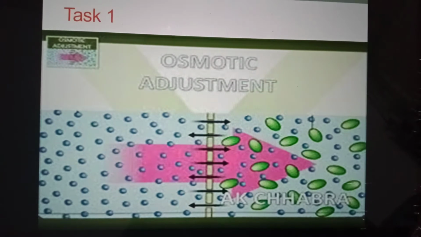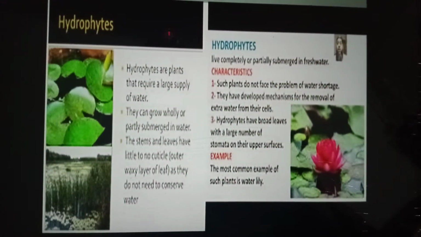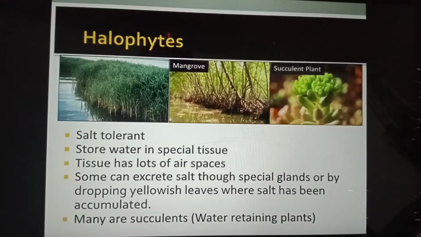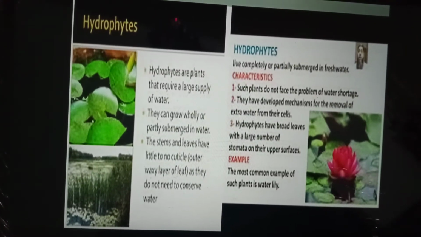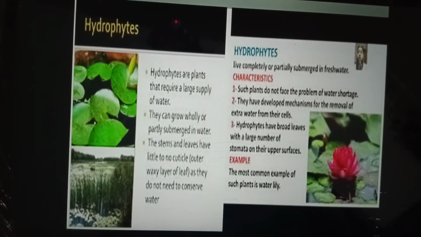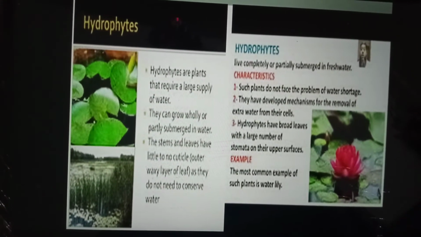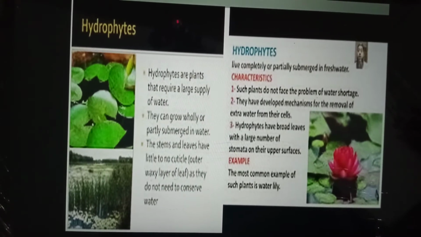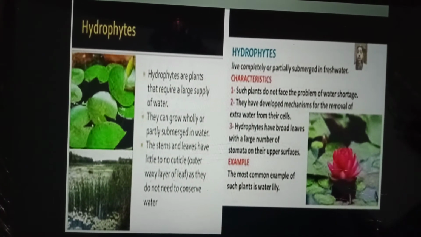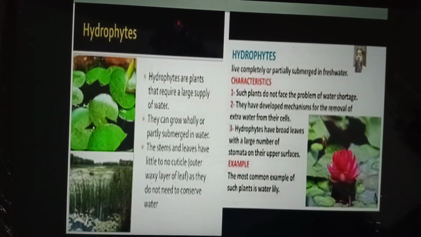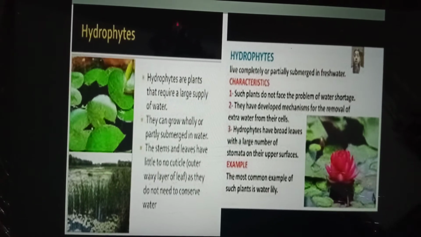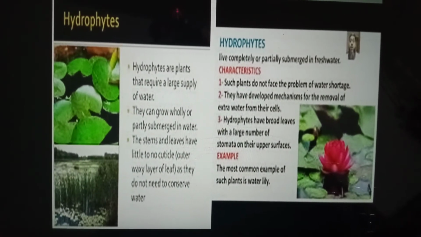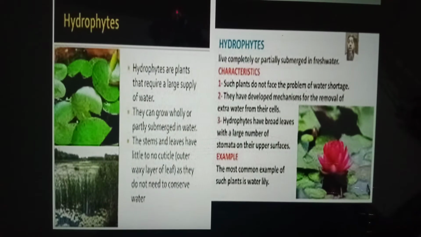Now it's time to share the osmotic adjustment in plants. I will talk about hydrophytes, xerophytes and halophytes. Hydrophytes are plants that require a large supply of water. They can grow wholly or partly submerged in water. The stems and leaves have little to no cuticle, and cuticle is the outer waxy layer of the leaf, as they do not require water for conservation. Conservation is the saving of water.